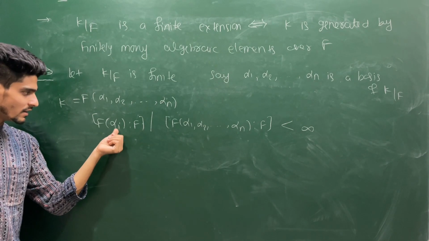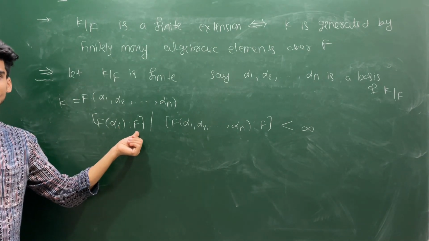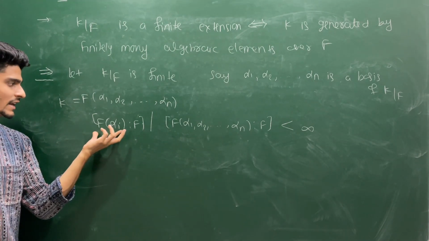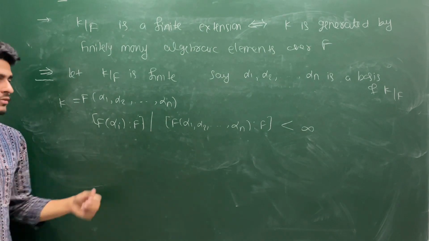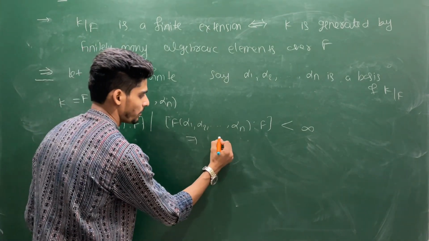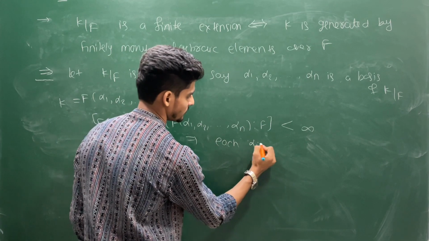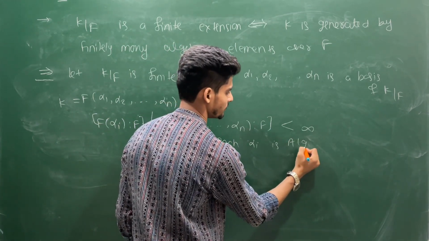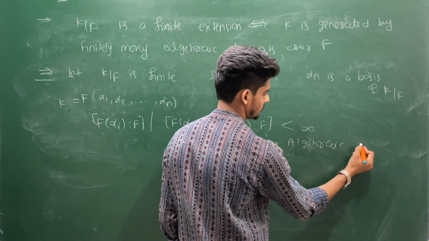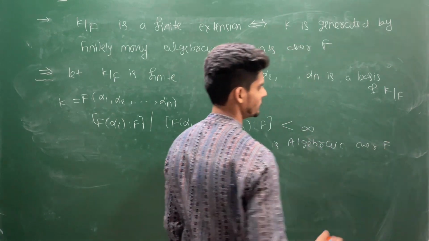That means this alpha i is an algebraic element over F, or you can say every element in F(alpha i) is algebraic over F. So this forces each alpha i to be algebraic over F.